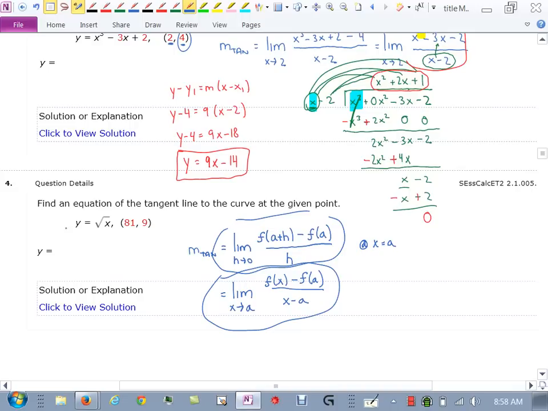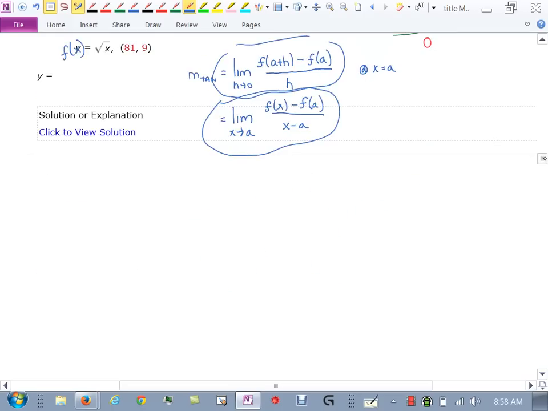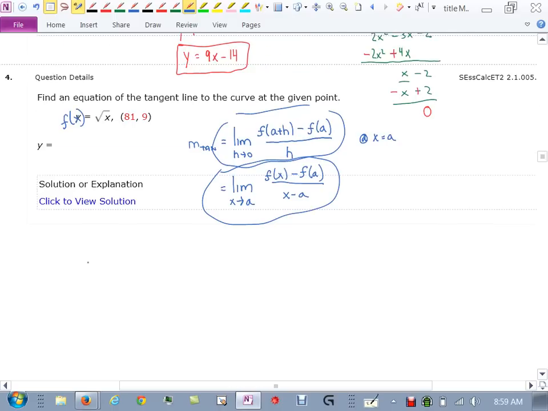So those are the two definitions I can use. I've been using this one in my examples, so I'll use this one right now. So here's our function over here, f of x equals square root of x. Slope of tangent line is equal to the limit h approaches 0 of f of a plus h. Now remember, a in the problem is 81. So what happens if I plug in 81? Well, I'll write it out. f of 81 plus h minus f of 81 all over h.